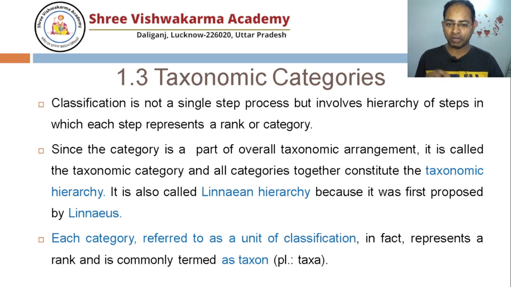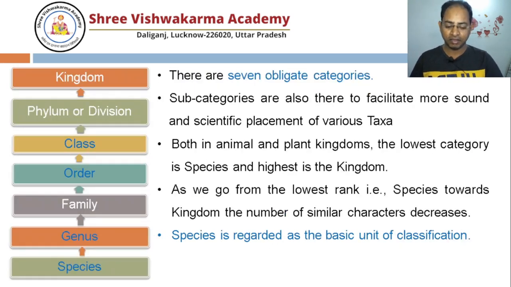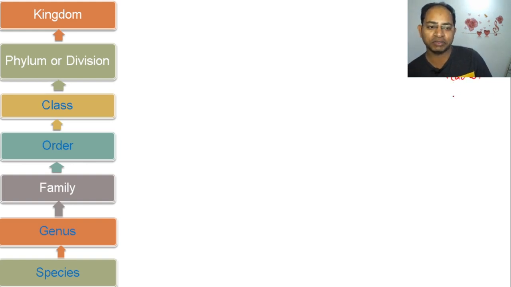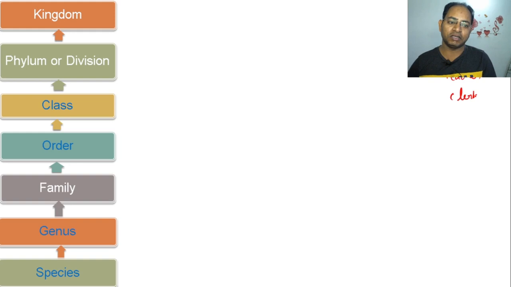Means you have to keep the organism in a particular category. That is a multi-step process, and it makes the hierarchy. Let's understand what hierarchy is. Hierarchy means, say for example, in your school, the principal is the top position, right? After the principal, there are the head teachers. Under the head teachers, many teachers are there, right? After the teacher, there may be the clerk. These are the different positions, different categories. After that, maybe the peon, right?